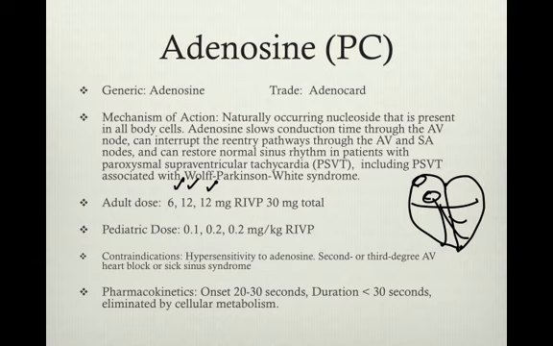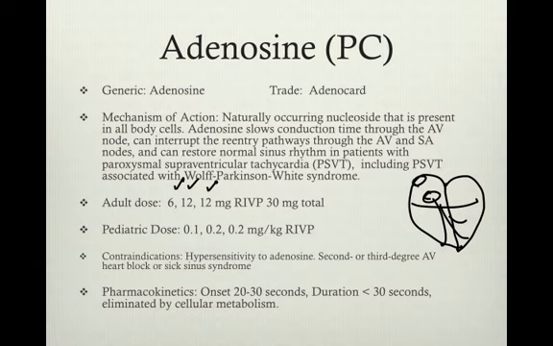Contraindications on this are going to be hypersensitivity to adenosine, any kind of high-degree heart block, second or third-degree AV block, or any kind of sick sinus syndrome where we don't think the sinus node will actually fire off again. Pharmacokinetics: onset in 20 to 30 seconds. Duration is less than 30 seconds, and this is eliminated simply by cellular metabolism.